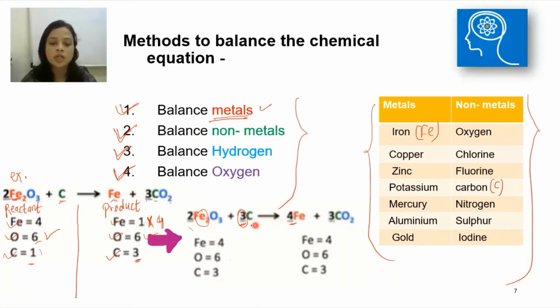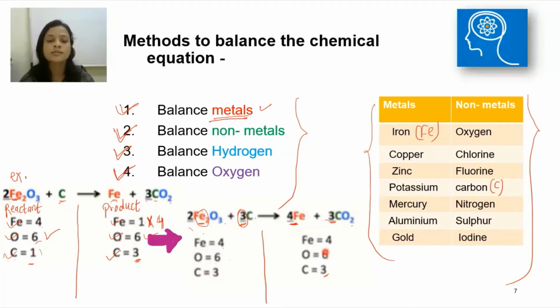Okay, so now you can count. Here the Fe, number of iron atoms are 2, 2 times 2 is 4, O 2 times 3 is 6, C 3. Here Fe 4, carbon 3 and oxygen 3 times 2 is 6. Now here we can see that the total number of atoms present on the reactant side, the left side of the equation, and on the right side of the equation, are the same.